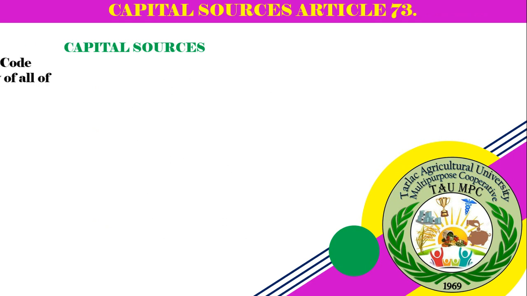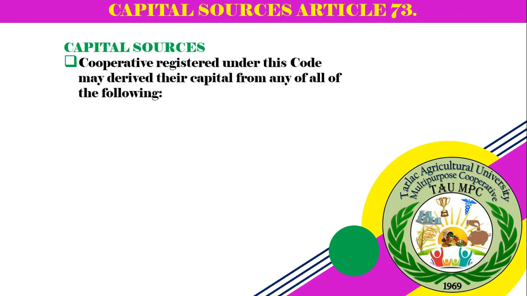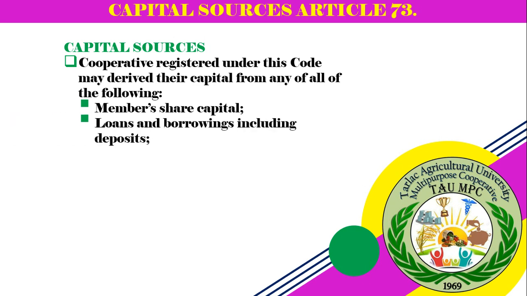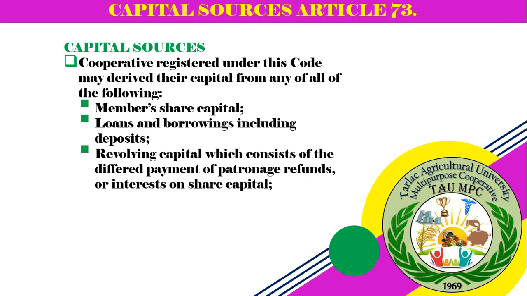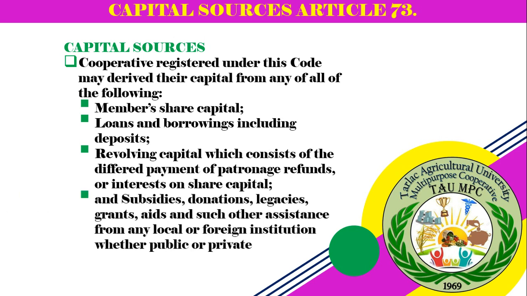Capital sources. Cooperatives registered under this code may derive their capital from any or all of the following: members' share capital; loans and borrowings, including deposits; revolving capital, which consists of the deferred payment of patronage refunds or interest on share capital; and subsidies, donations, legacies, grants, aids, and such other assistance from any local or foreign institution, whether public or private.